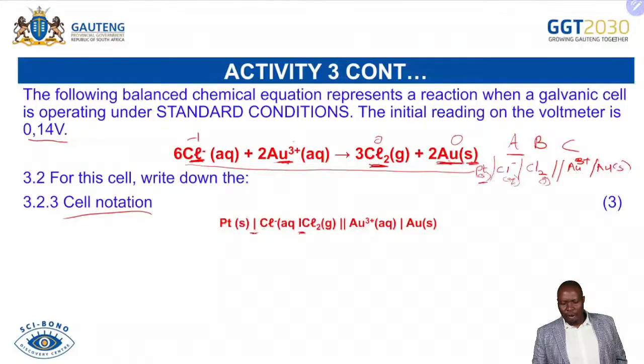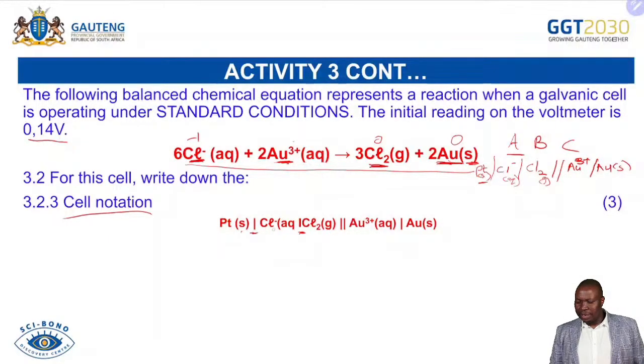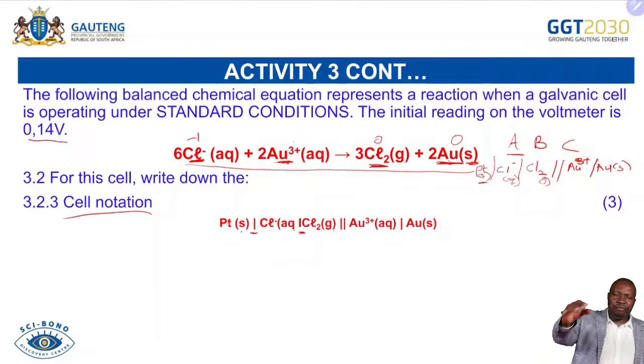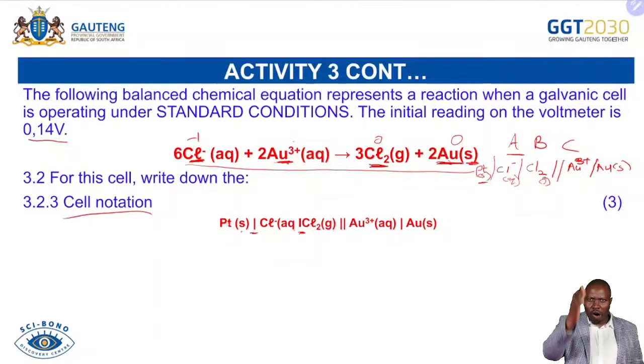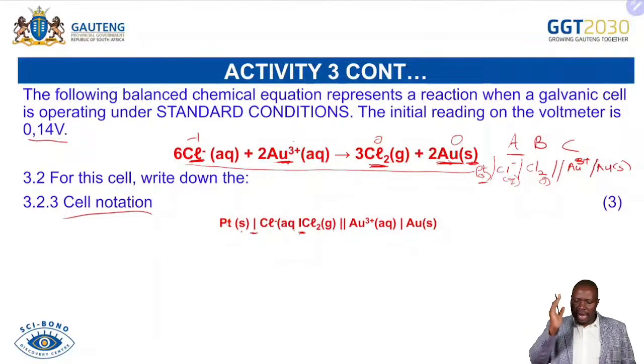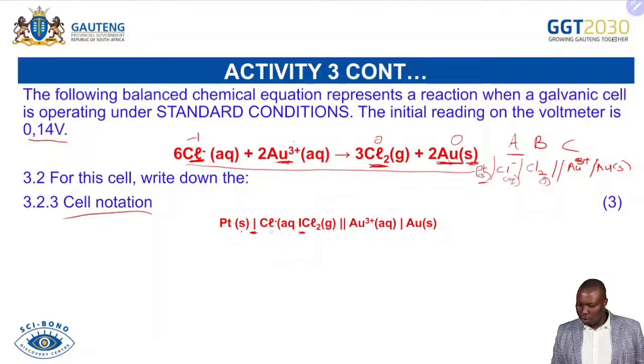So you can see that our platinum is solid, our Cl minus is aqueous, and our Cl2 is gas. Hence we will use solid lines always because they have different phases. But if they have the same phase, we'll use a comma instead of solid lines, because the solid lines show that the platinum is in a different phase from chlorine minus, which is in a different phase from Cl2. Hence we're using the solid lines there. But if the phases are the same, you would use a comma. So in this case, it's those ones.